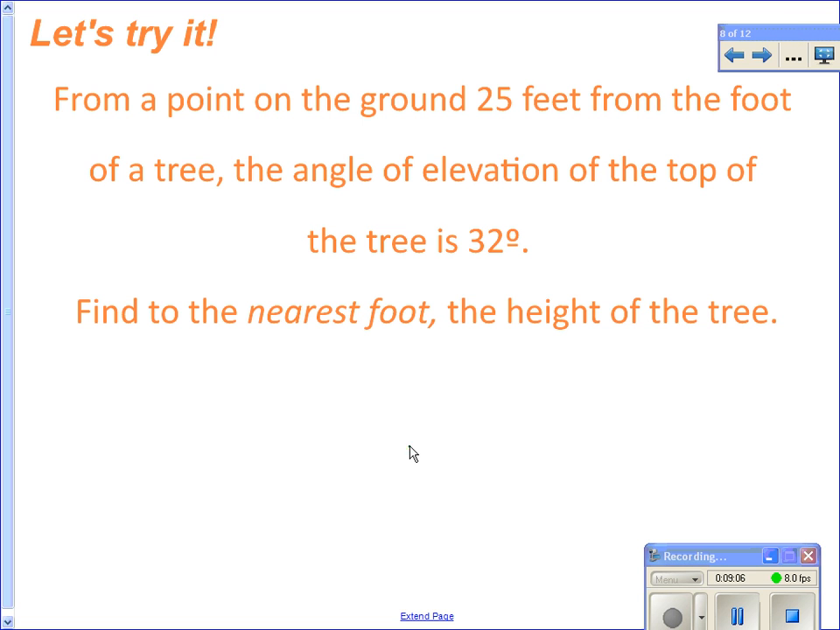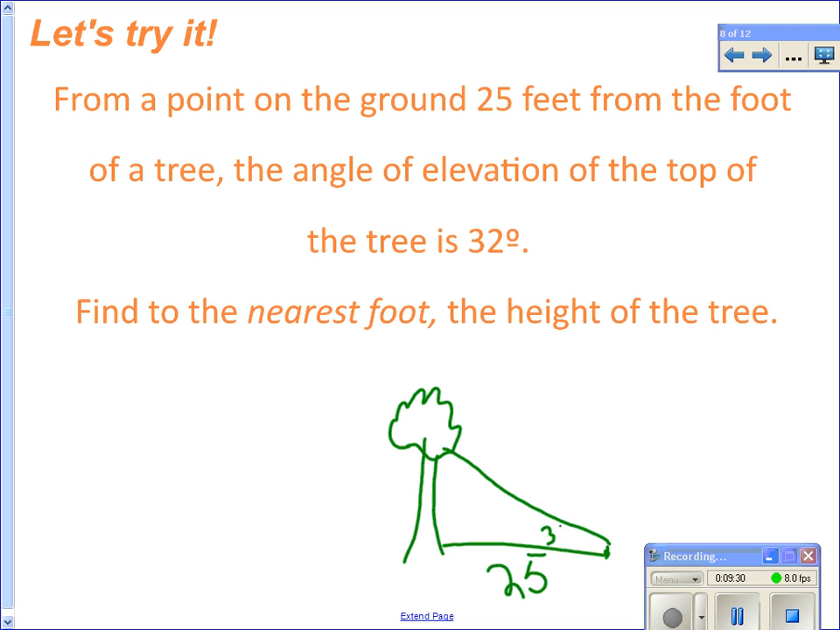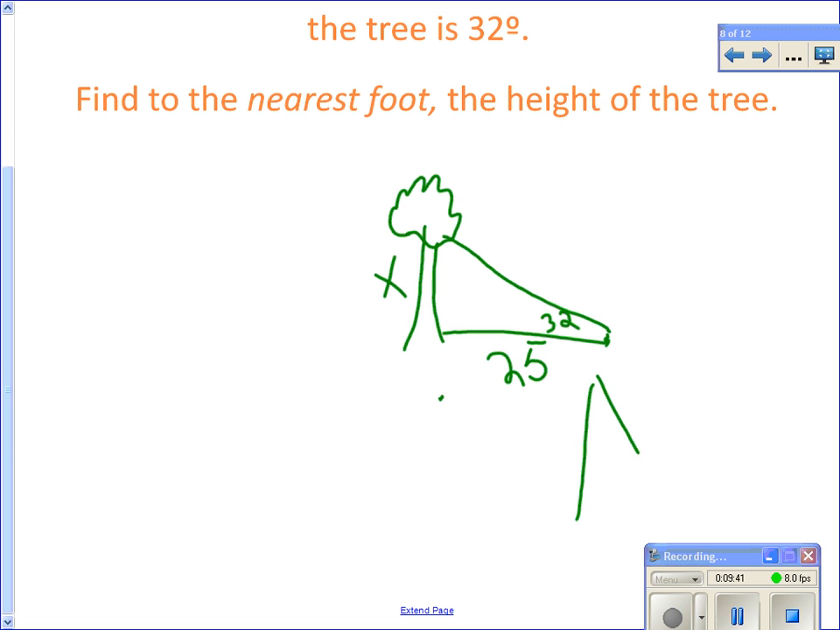Okay, I'm going to draw this. So we have a tree. Here's a tree. Okay, here's the feet. And it says that from a point on the ground 25 feet from it. So here's someone standing, and this is 25 feet from where the tree hits the ground. And it creates a 32-degree angle with the ground. And they want us to find the height of this tree. So this is X. So if I make this into a right triangle, we're going to have something that looks like this. This is X, this is 25, and this angle is 32 degrees.